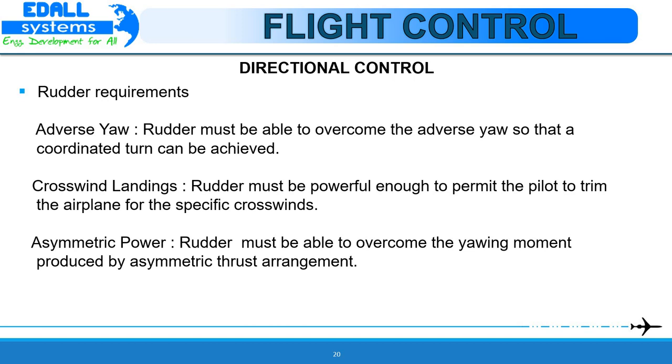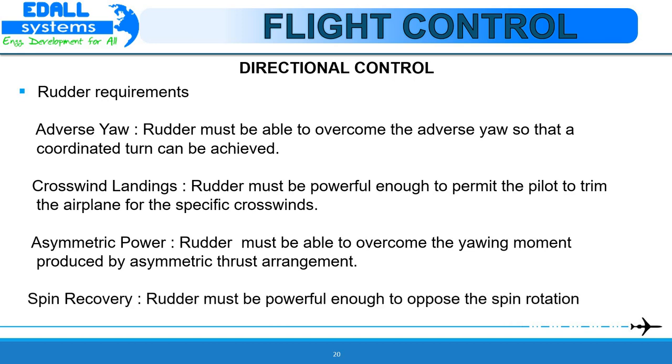Asymmetric power condition. The critical asymmetric power condition occurs for a multi-engine aeroplane when one engine fails at low flight speed. The rudder must be able to overcome the yawing moment produced by the asymmetric thrust arrangement.